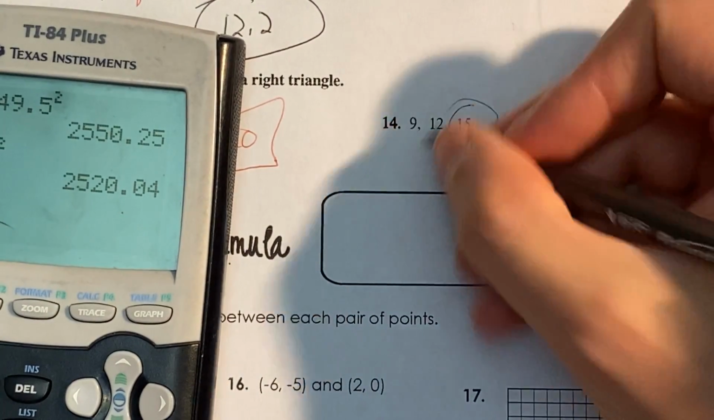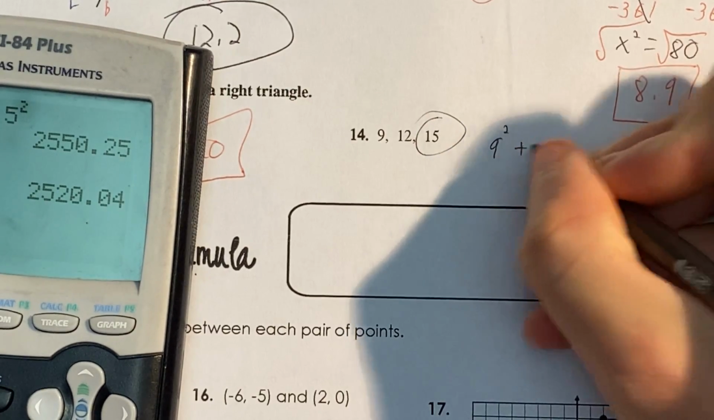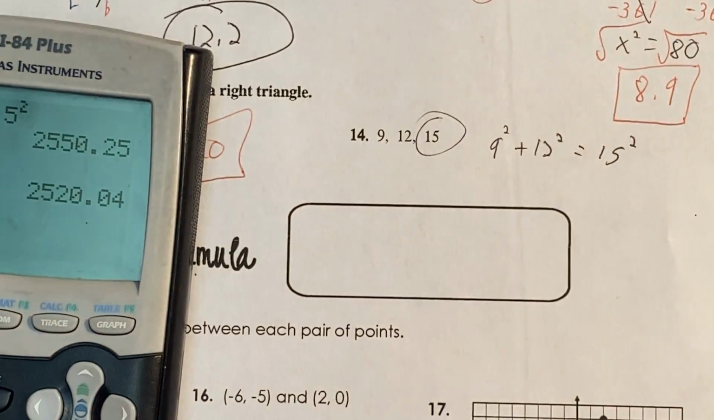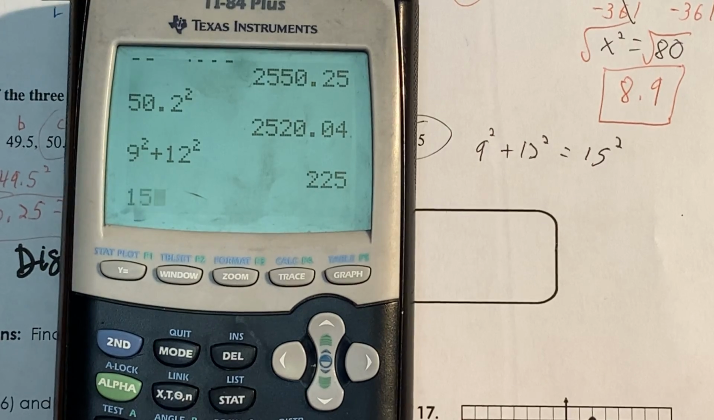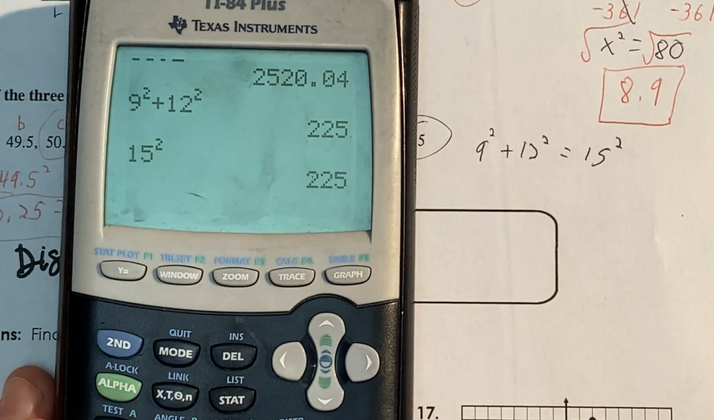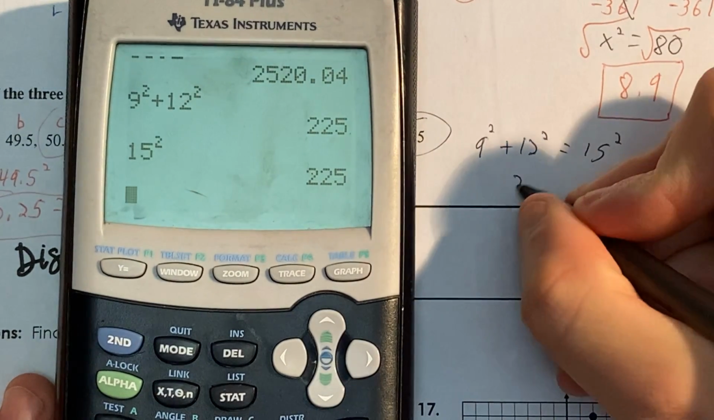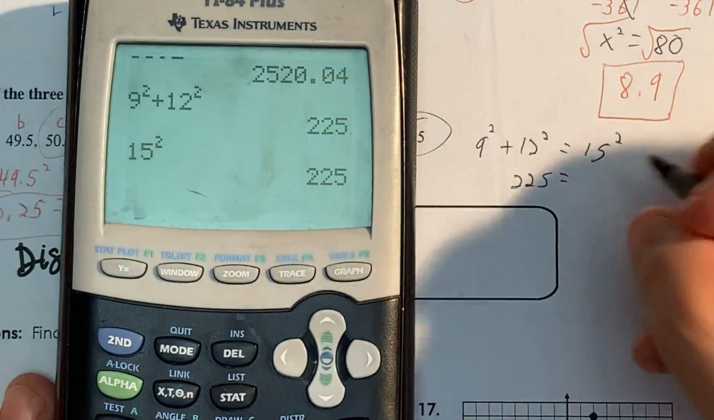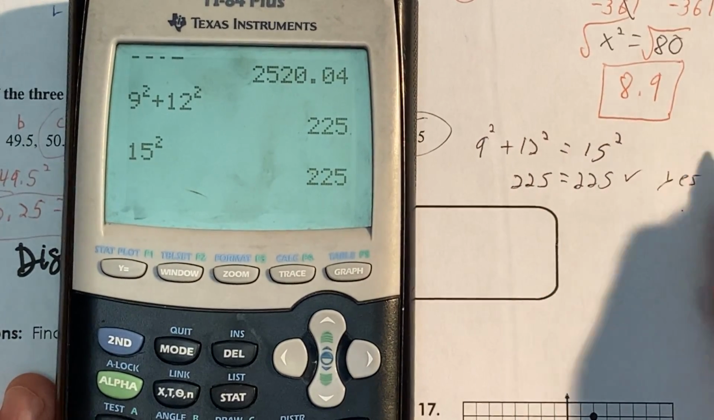Let's see, 15 has to be C because it's the longest. So we'll have 9 squared plus 12 squared equals 15 squared maybe. So 9 squared plus 12 squared versus 15 squared. It looks like 9 squared plus 12 squared is 225. The 15 squared is also 225, which means yes, it is a right triangle.